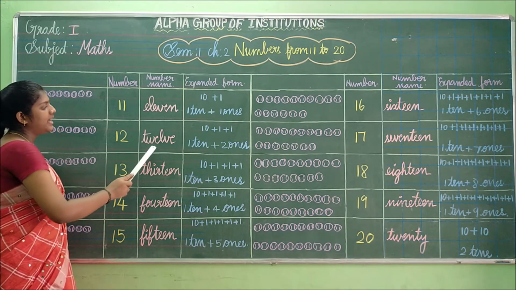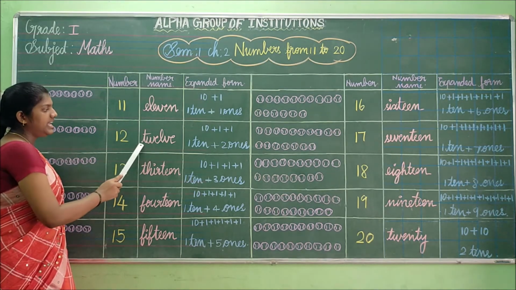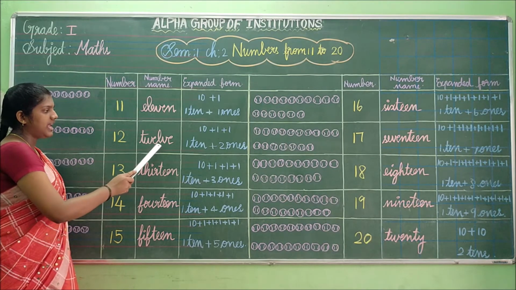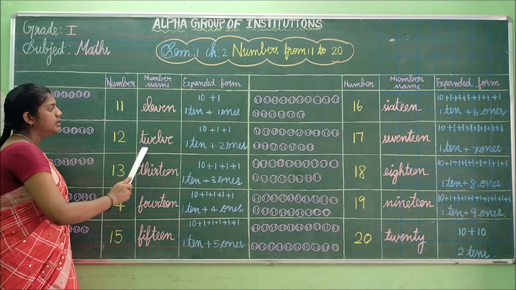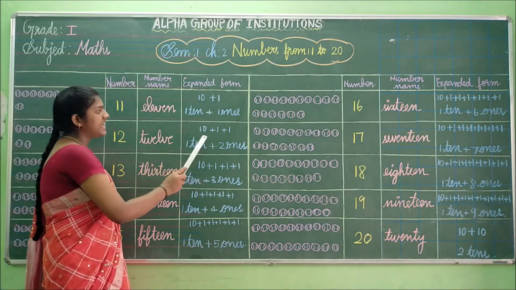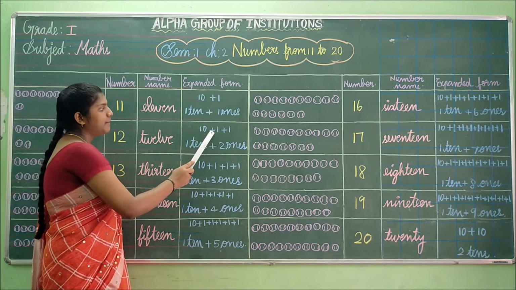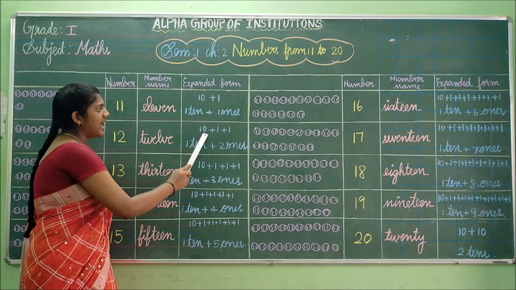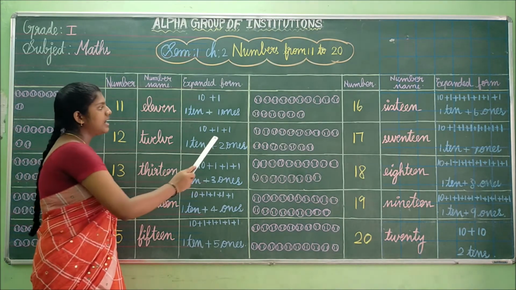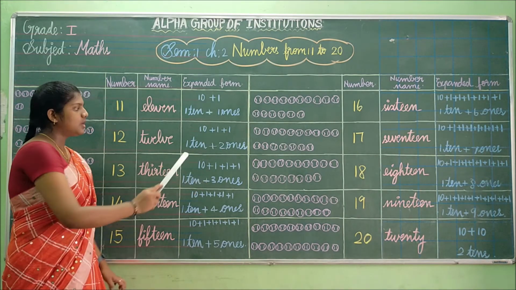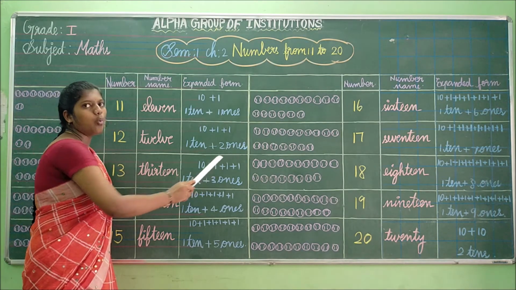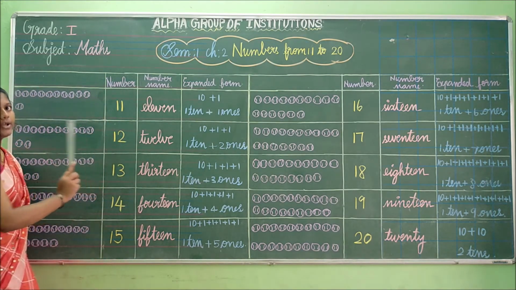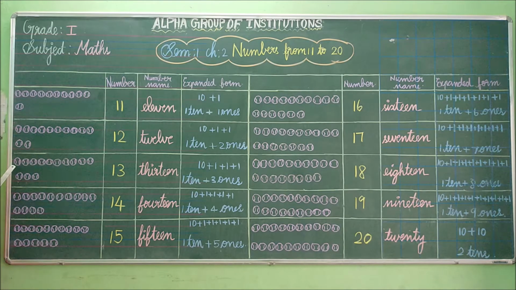Now its number name, 12, T W E L V E. So its expanded form is 10 plus 1 plus 1. So here we have 1 ten and 2 ones. So 1 ten plus 2 ones is 12. So we will move to the next one.